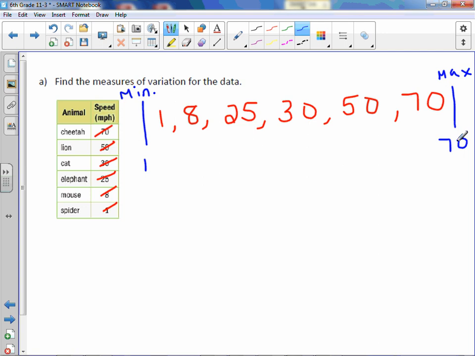We're then going to find the middle of the data. So let's start on the outside and work our way in. That's 1 number, 2 number, 3 number. The median is in between 25 and 30. The way we find it is we take 25 plus 30, divide by 2. When we do that, we get 55 divided by 2, or simply 27.5.